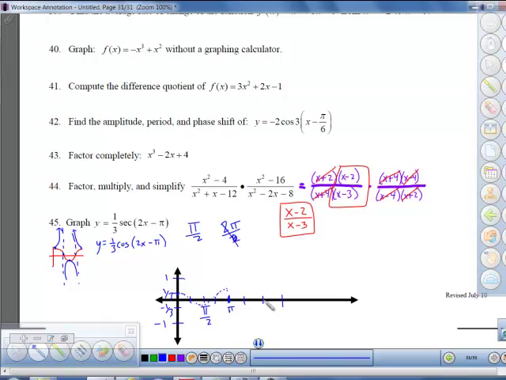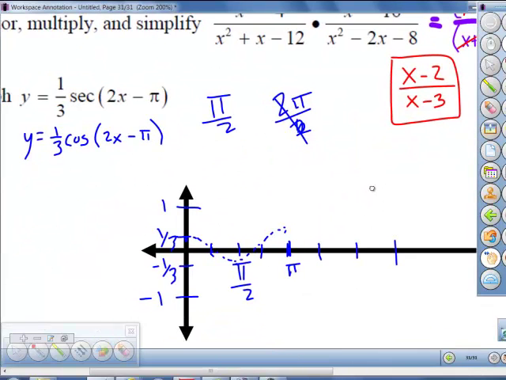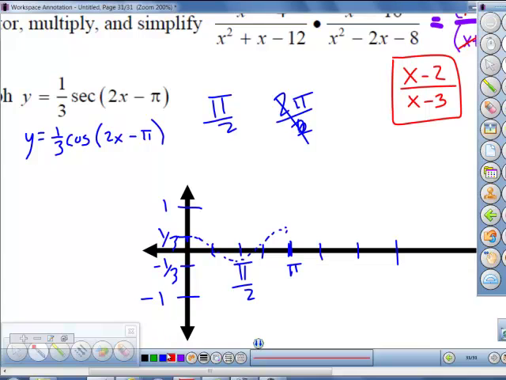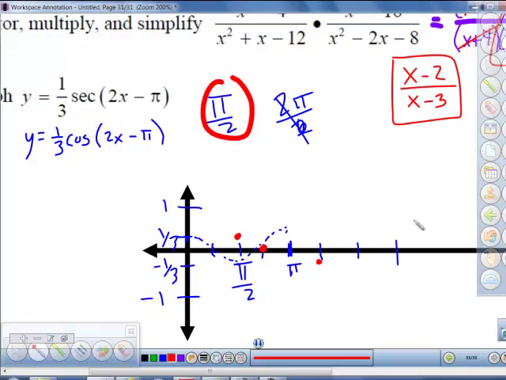Does that kind of make sense? Okay, so watch what I do here, and I can zoom in a hair so you understand. I'm going to take this point and move it to pi over 2, because I have to shift it over pi over 2. That's my phase shift. Now this point I have to shift over pi over 2, and this point, and this point. That point should be back here.